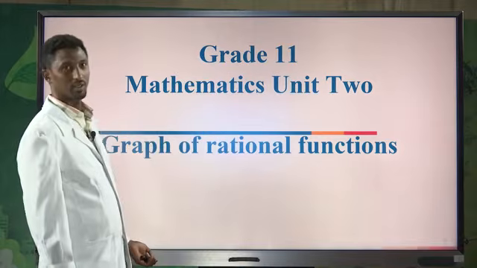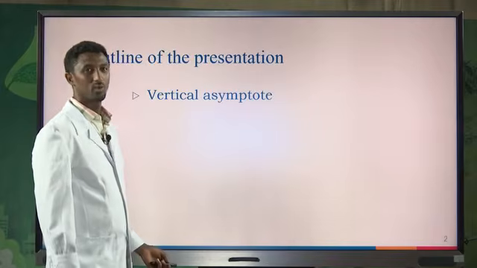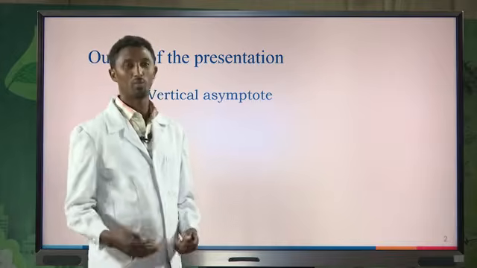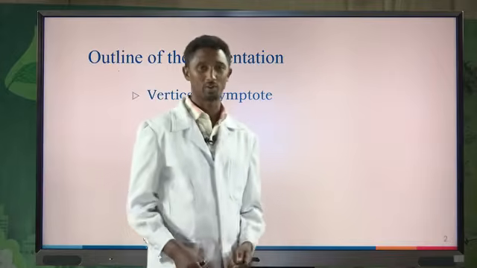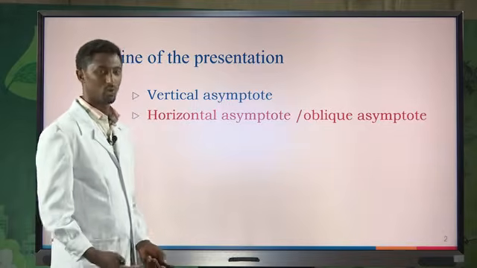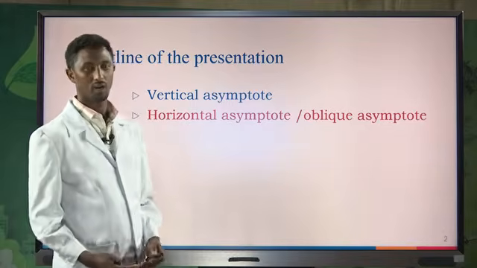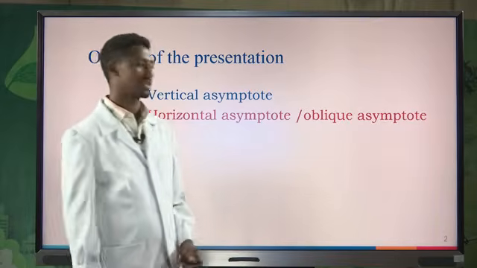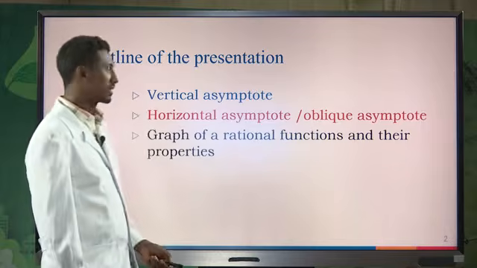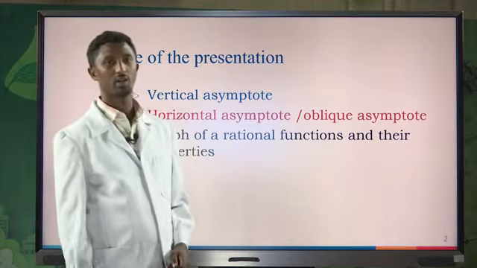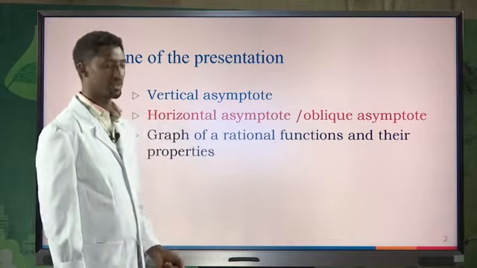Under the graph of rational functions, we'll try to cover these ideas. One, a vertical asymptote: how we'll determine the vertical asymptote of a rational function, and also the horizontal asymptote or oblique asymptote. We'll see the conditions when a graph of a rational function will have a horizontal asymptote and oblique asymptotes. Similarly, we'll try to draw graphs of rational functions, and some basic properties will be stated here.